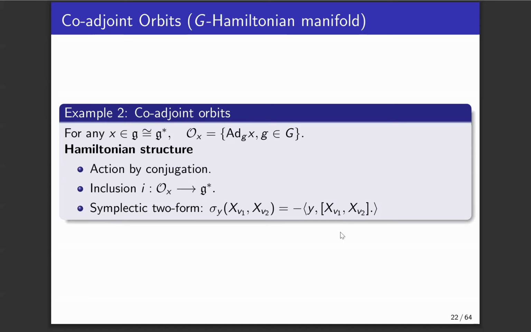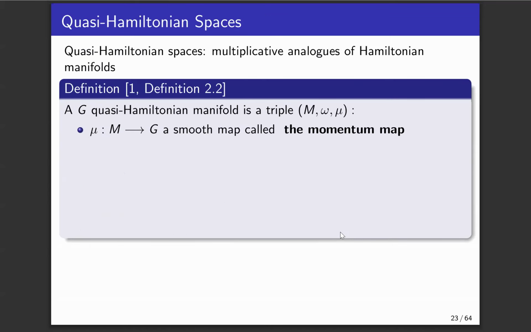Okay, then enough talk with the Hamiltonian spaces. Let's move on to the second ingredient, the quasi-Hamiltonian spaces, which are essential in our deformation theory. As we said before in the introduction, the quasi-Hamiltonian spaces are the multiplicative analogues of Hamiltonian manifolds.